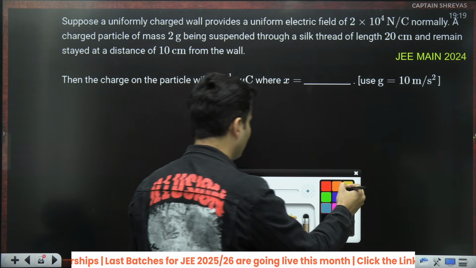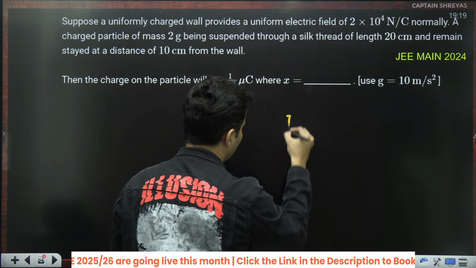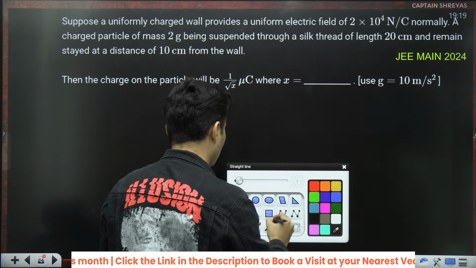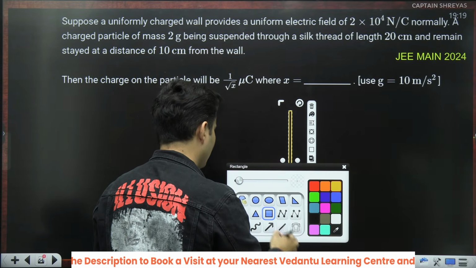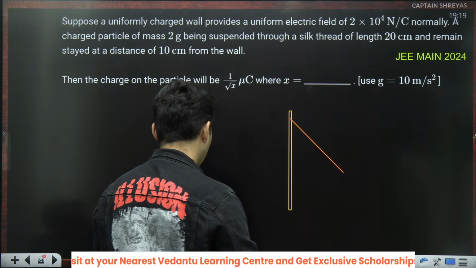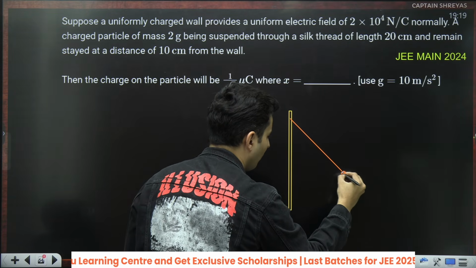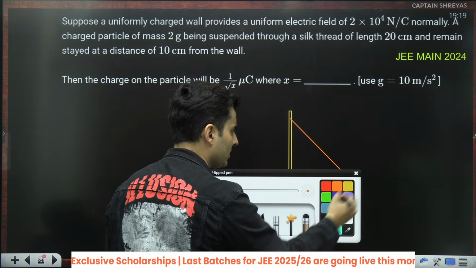Okay, let's imagine that wall first of all. Imagine this wall is somewhere over here, something like this. This is your large wall, and then there is a thread which is attached to the charge and connected to the wall. Okay, so there will be different kinds of forces.